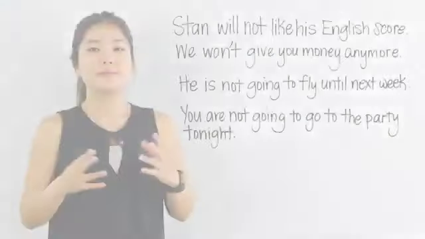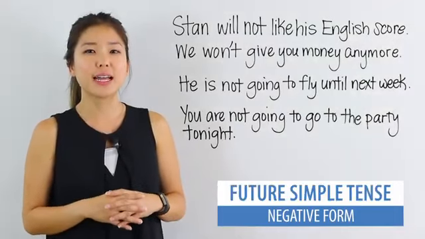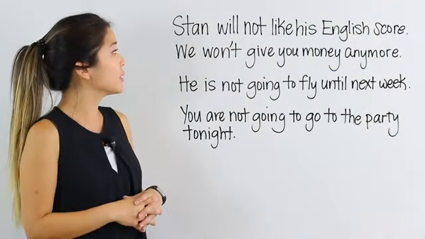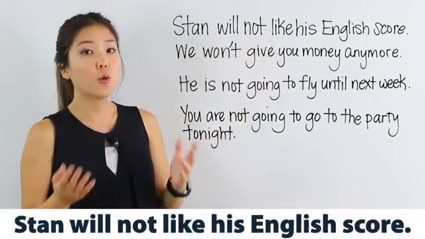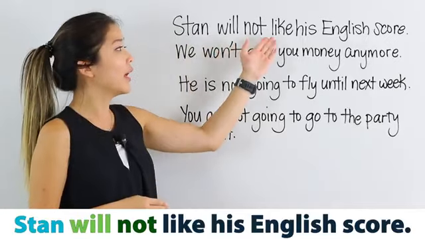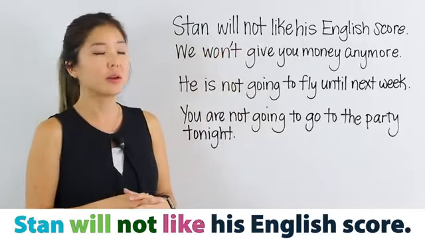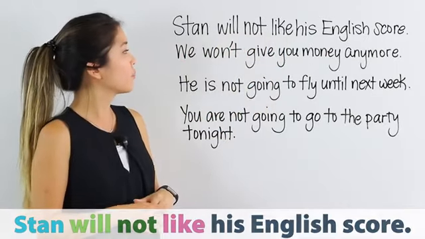Let's move on. Now, let's take a look at the negative form of the future simple tense. The first example says, Stan will not like his English score. No matter what the subject is, we follow with will not and then the base form of the verb. Stan will not like his English score.